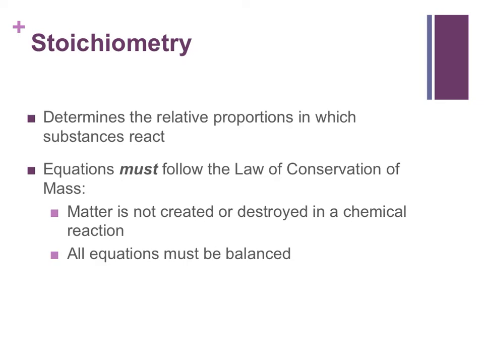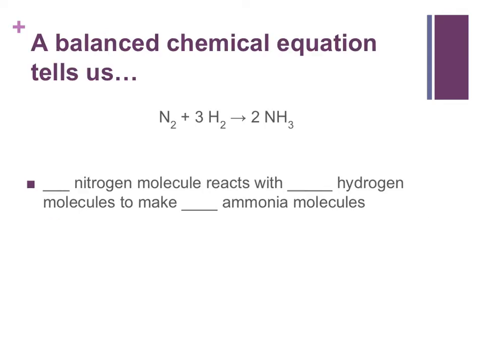In this video, you will be introduced to stoichiometry. Stoichiometry is a way that can determine the relative proportions in which substances react in a chemical equation. We have to keep in mind equations must follow the law of conservation of mass, wherein matter is neither created or destroyed in a chemical reaction, and all equations must be balanced.